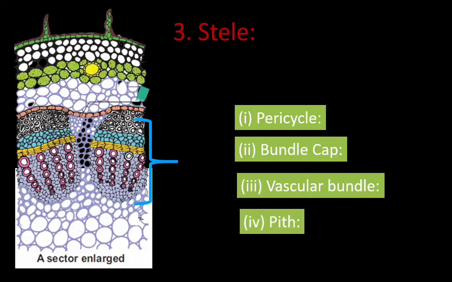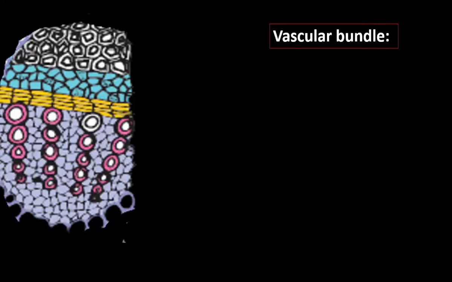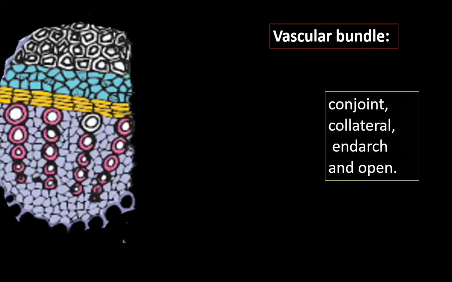Look at this picture. Here the cells are thin walled. Pith is found at the center. It is made up of thin walled parenchyma cells. These cells store starch. This is a single vascular bundle. Vascular bundle in dicot stem is conjoint, collateral, endarched and open. We had already learned these terms in the first part of the lesson.